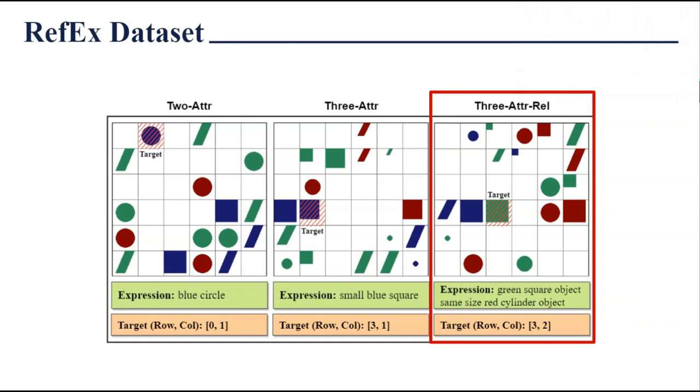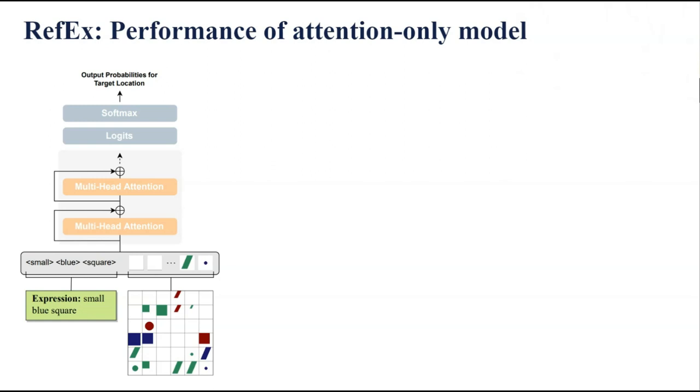Here the expressions describe the target object in relation to a referent object. In this example, the model is required to locate the green square object, which is of the same size as the red cylinder object. To effectively study grounding and composition, we also simplified our model and chose to use attention-only transformers with no MLP.